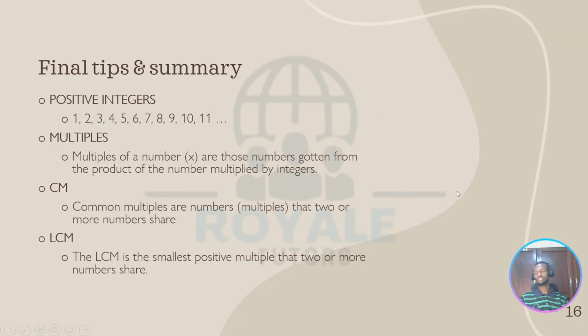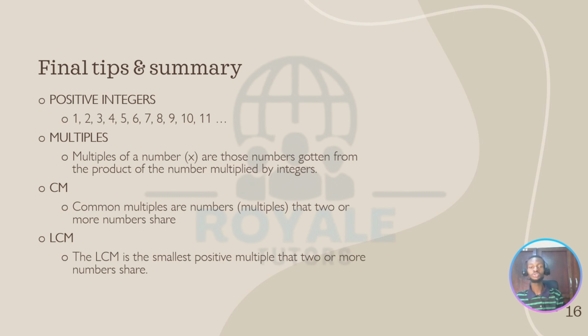Now let's look at our summary, because we have come to the end of today's video. Always remember that positive integers you can use to generate your multiples are 1, 2, 3, 4, 5, and so on. Then you also need to know the multiples of a number. This is just a recap. Multiples of a number are those numbers you get from the product of that number multiplied by positive integers, just as I've listed above.